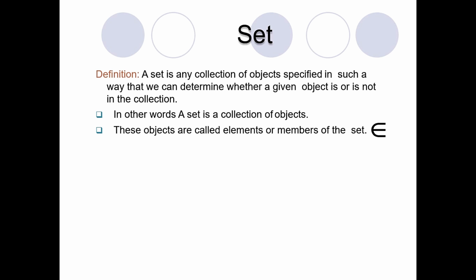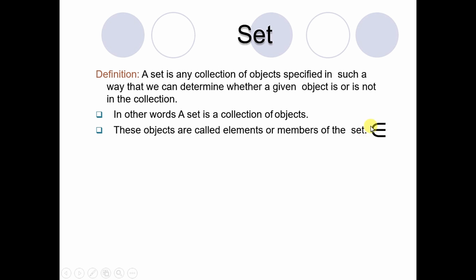Now let's talk about the discussion about sets. By definition, a set is any collection of objects specified in such a way that we can determine whether a given object is or is not in the collection. In other words, a set is a collection of objects. These objects are called the elements or members of the set, and this is the symbol for our elements.